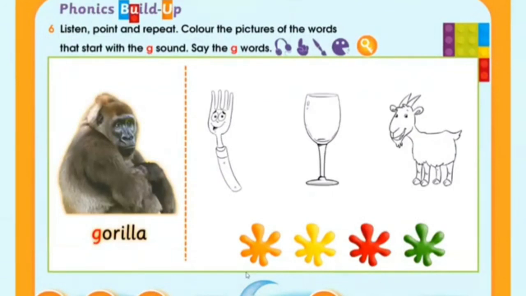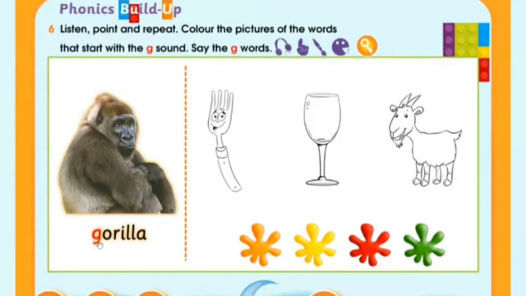Excellent, students. Moving on to the next part. Listen. Point and repeat. Gorilla. Say it again. Gorilla.